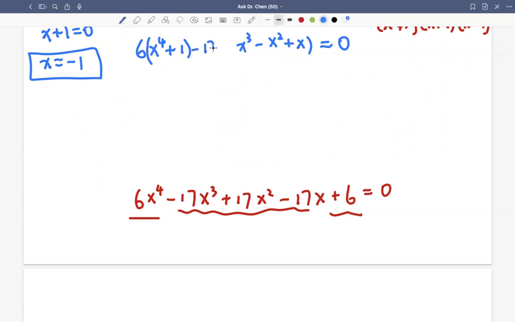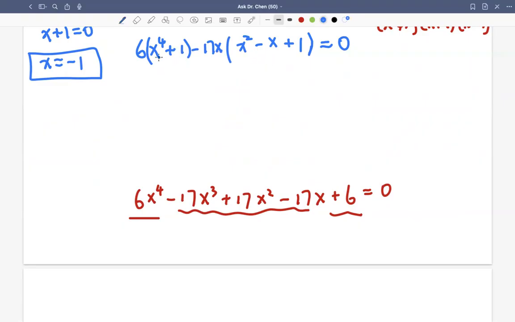So minus 17x. Now the inside becomes x squared and 1. Right, so x squared minus x plus 1. All right, now what to do?